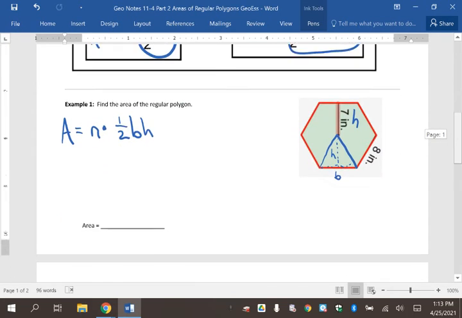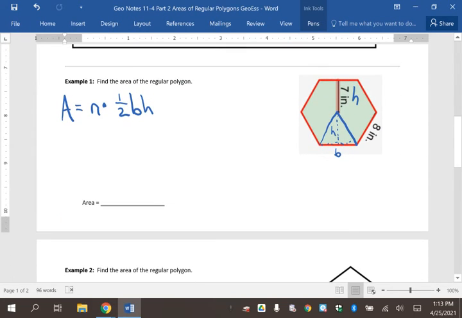Once you identify which of the two area of a triangle formulas we're going to use, then just plug in the particular numbers. N is the number of sides of the polygon. We have 1, 2, 3, 4, 5, 6, so n is 6 in this case. So we have 6 times 1/2. The base is 8 and the height is 7. So just multiply this out. We have 6 times 0.5 times 8 times 7, enter, and we get 168.